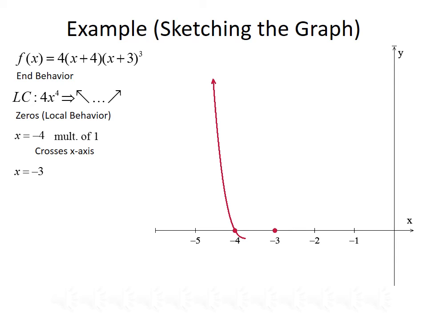And since we know that the left end behavior goes up, we can draw a line that starts upward and comes down and crosses at the point negative 4. For the zero, x equals negative 3, we have a multiplicity of 3, which means that the graph will cross the x-axis, but it'll be flattened. And so if we draw that in, crossing at negative 3 but being flattened, and continuing upward, we'll see that the right-hand side goes up, which matches our end behavior.